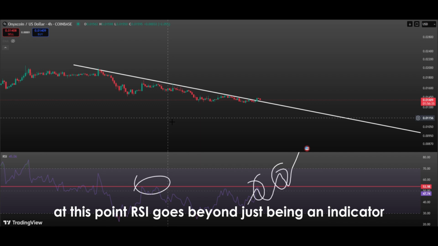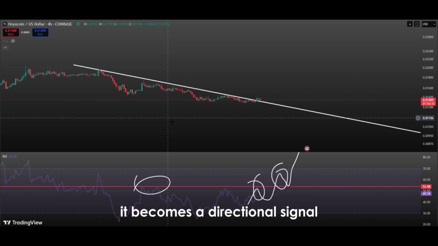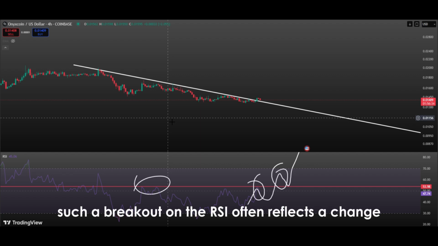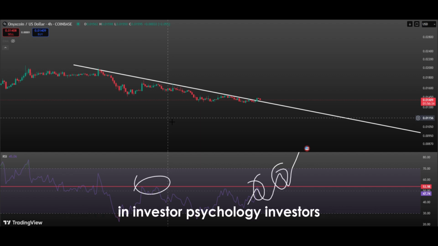At this point, RSI goes beyond just being an indicator. It becomes a directional signal. Moreover, such a breakout on the RSI often reflects a change in investor psychology.